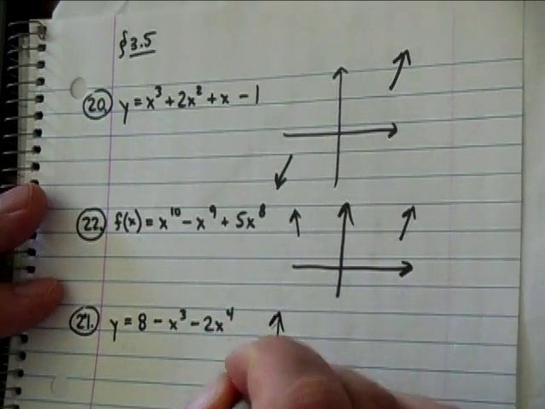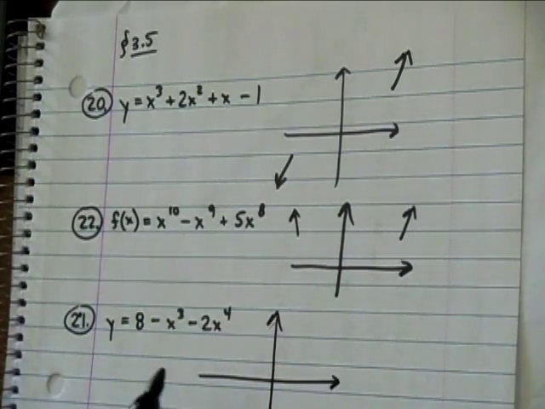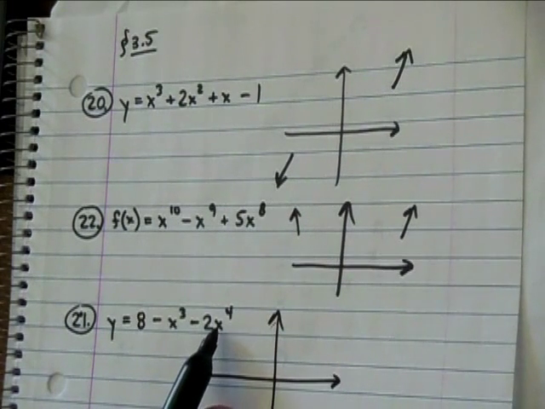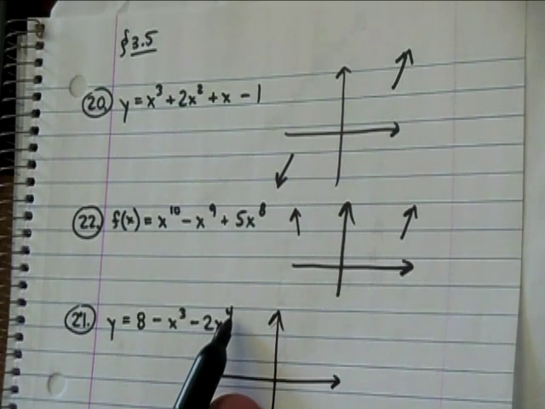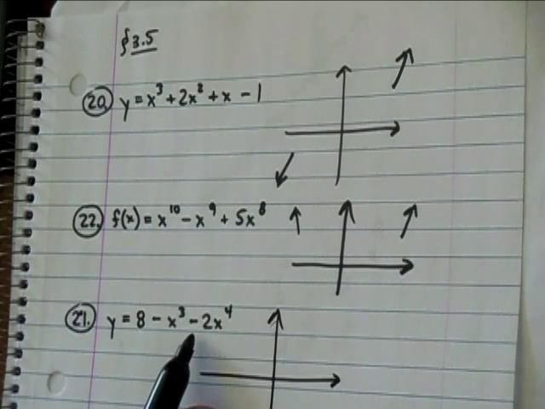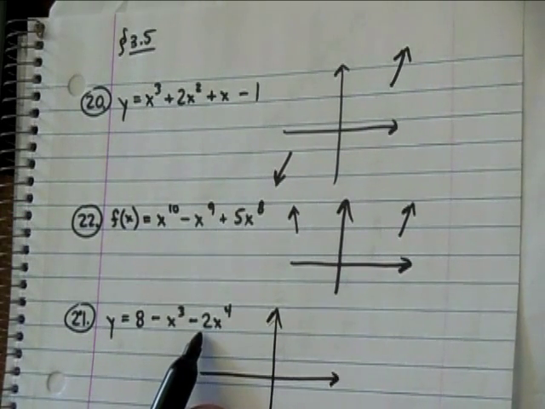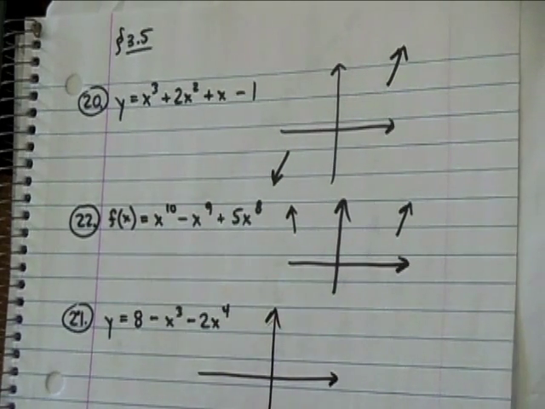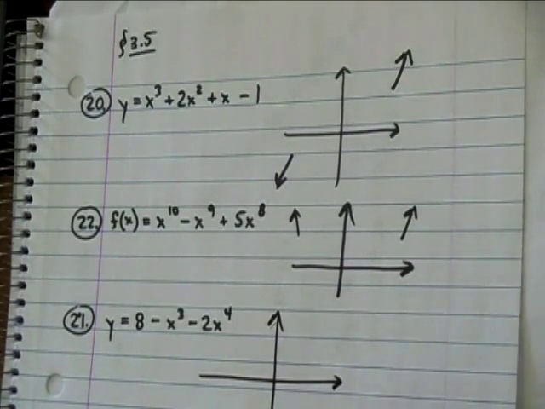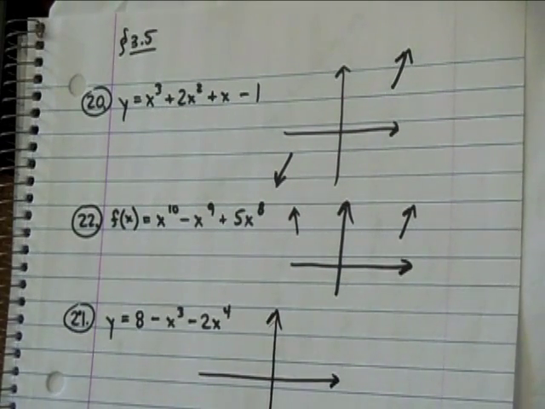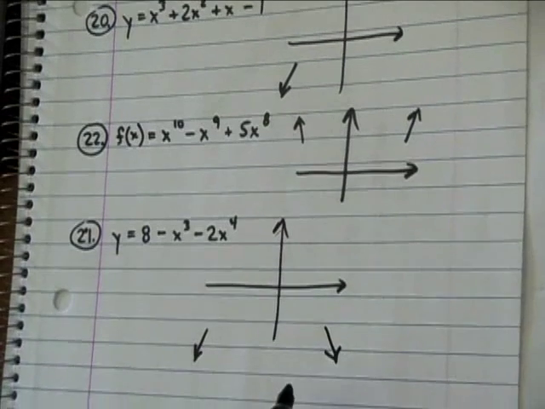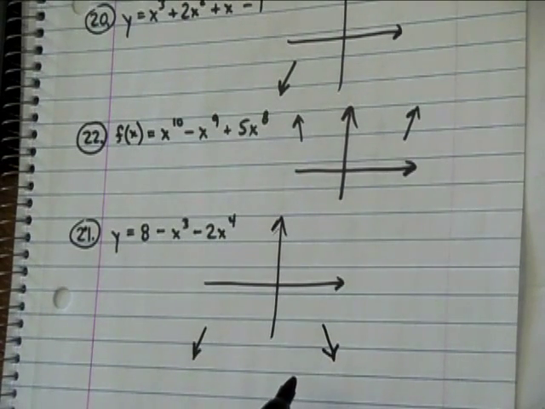Whereas on problem number 21, we do have an even degree polynomial because it's x to the 4th as the highest power of x, but notice the number in front of the x is negative. This tells me then that it will go down to negative infinity on both the left and the right of this function if I were to graph it.